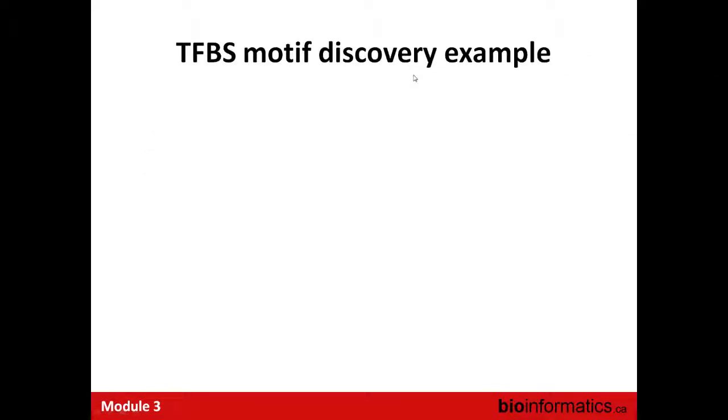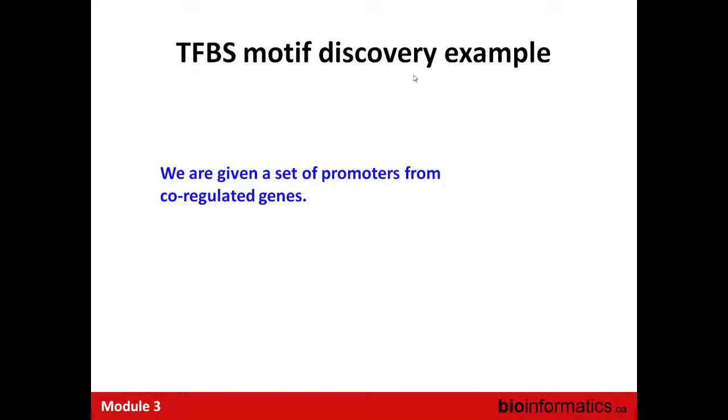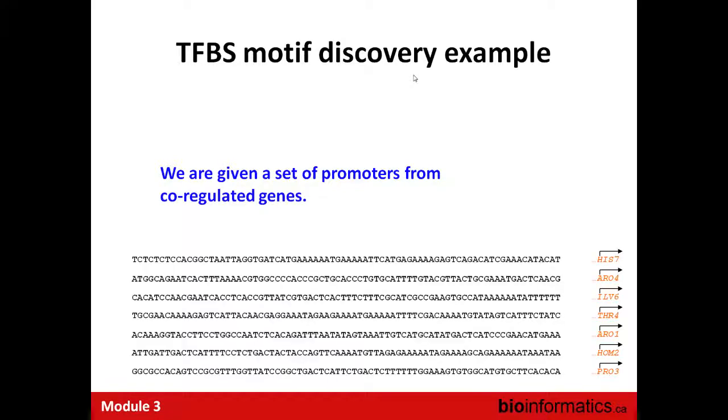So let's do a brief example here. We'll start with a set of promoters from co-regulated genes. So here are six genes. We've already flipped everything, because in reality, if you pick six average genes, some of them will be on the plus strand, some of them will be on the minus strand. We're already looking at things in the context of the gene's template strand. So here are a set of promoters. Arbitrarily, we've decided we're going to look at 100 base pairs upstream of the TSS in these genes.